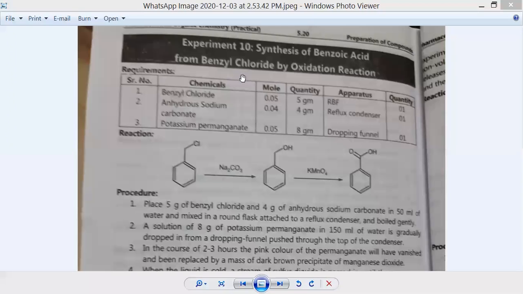Today we are going to do the practical approach of synthesis of benzoic acid from benzoyl chloride. Now what type of reaction are we going to follow? The reaction we are going to follow here is an oxidation reaction. So a simple oxidation mechanism we are going to use here for the synthesis of benzoic acid from benzoyl chloride.